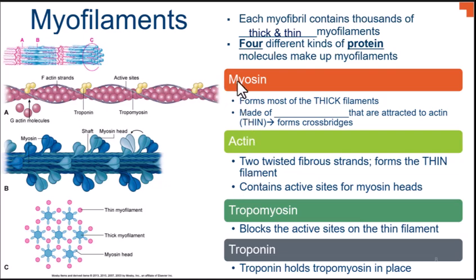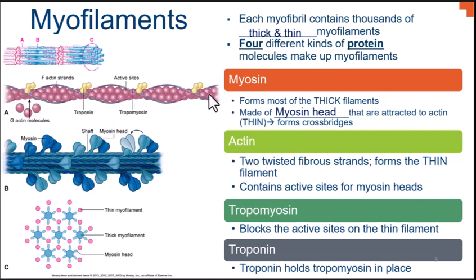We're going to start off by looking at the protein myosin. Myosin is what forms most of the thick filament, and it's made up of a myosin head, which we'll see here. So here's myosin, and here's the myosin head. You can see many heads, and they are going to be attracted to another type of protein that's called actin. So here is our actin here.